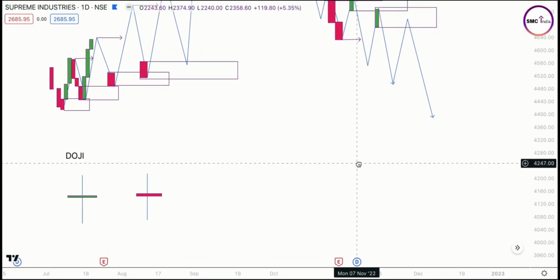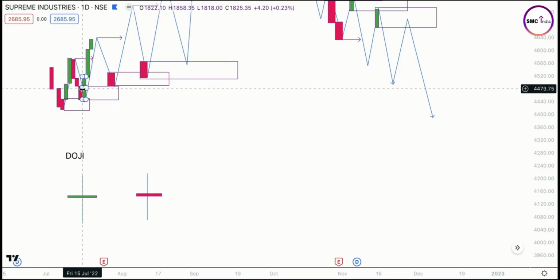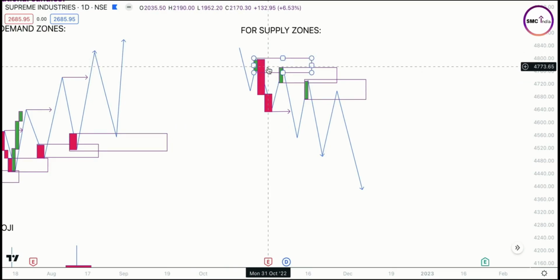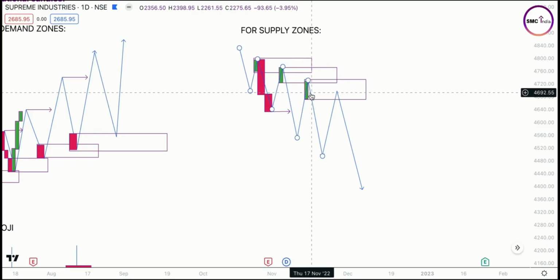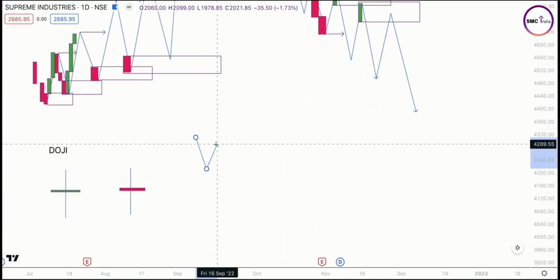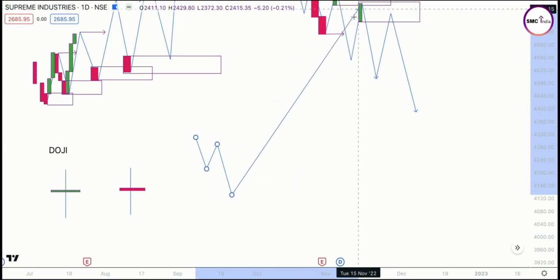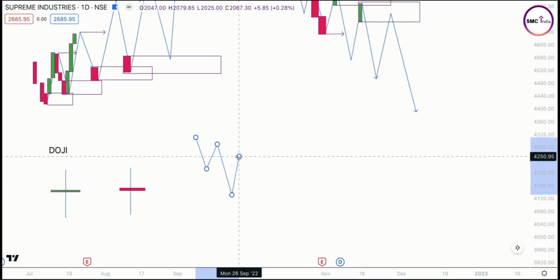So when you see a doji candle here, you mark it as a valid institutional candle. Again, when you see a doji candle here, you mark it as a valid institutional candle for the demand zone. And when you see a doji candle in the supply zone, you mark that also as a valid institutional candle. So for the supply zone, when you see a doji or a large buy candle like this, before this massive breakout structure to the downside, you mark that as a valid order block.